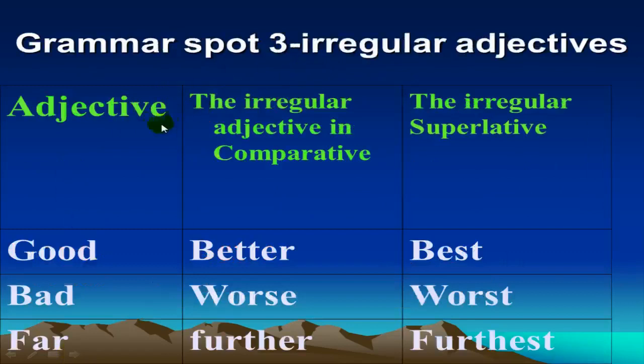Irregular adjectives. Some adjectives are irregular. They don't follow the rule. We don't put ER or EST. Good. I should say gooder and goodest. But no. Good, better than, the best. Bad, worse than, the worst. Far, further than, the farthest.